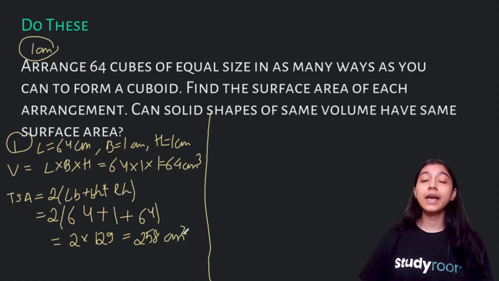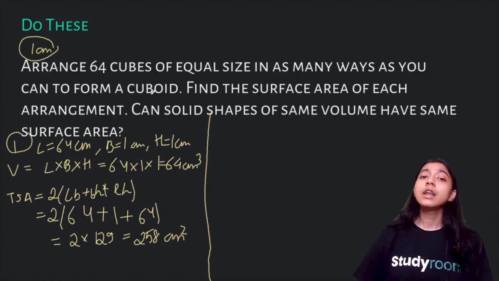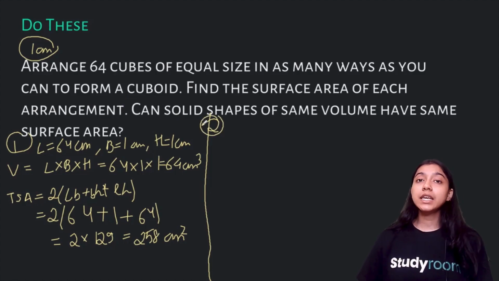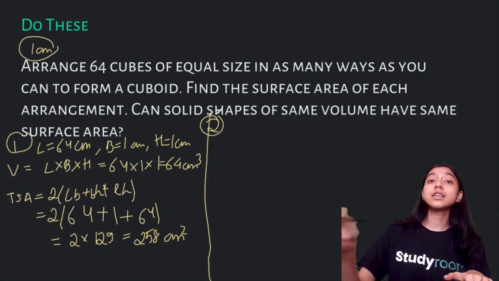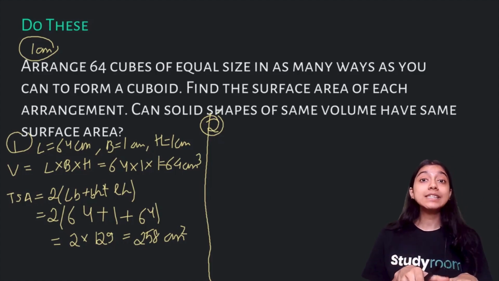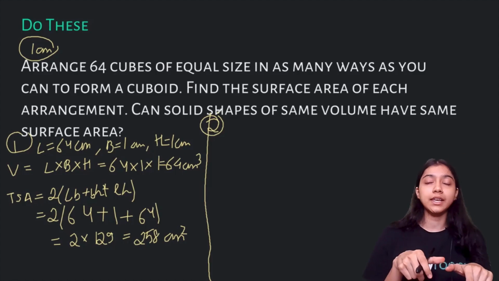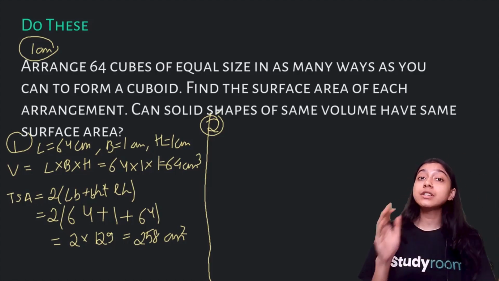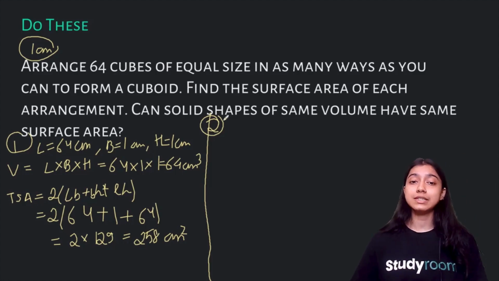centimeter square as the total surface area when we are arranging the 64 cubes in this straight line fashion to form a cuboid. Now let's try arranging these 64 cubes in a different way. Let's say we will be taking 16 cubes in one line and then again taking 16 cubes in the other line. Now join these two lines. Now place 16 more cubes on top of the first line and 16 more cubes on top of the second line.